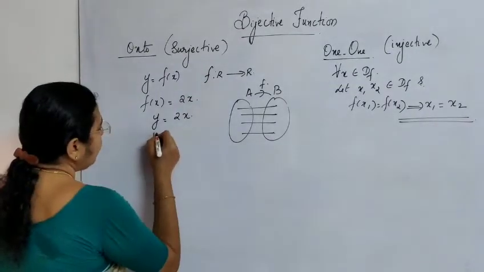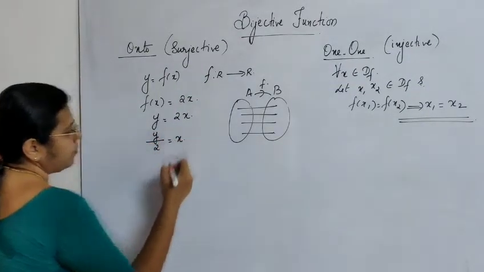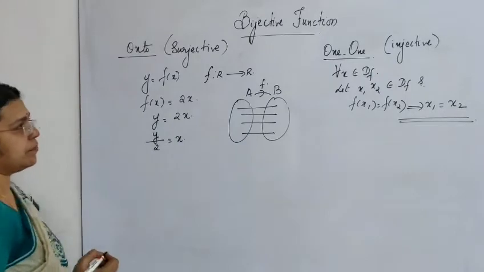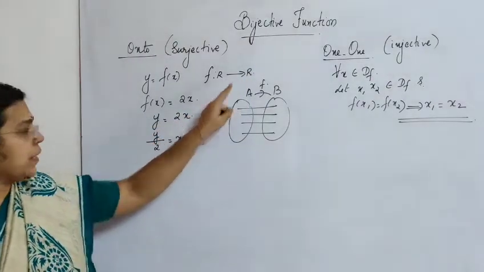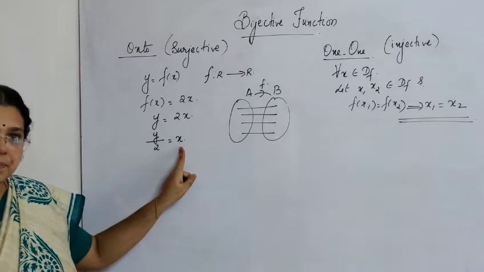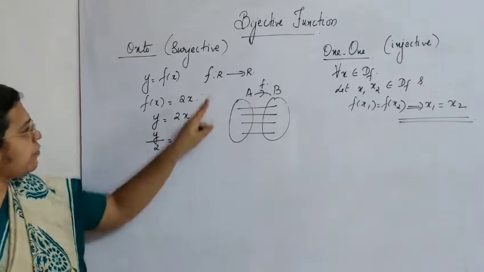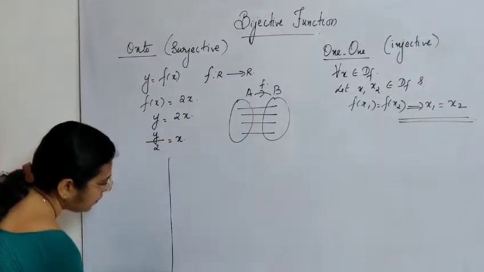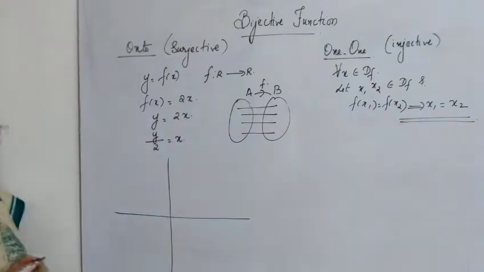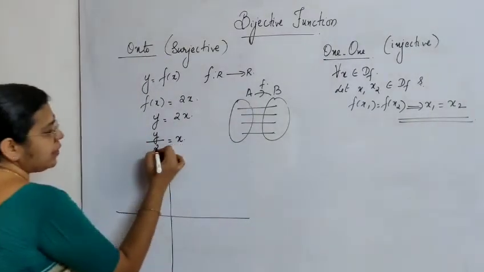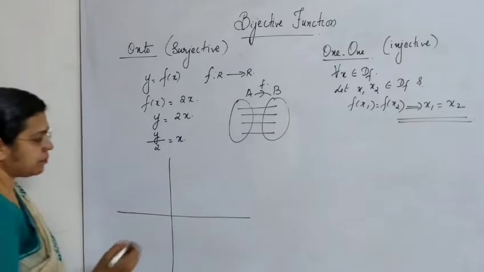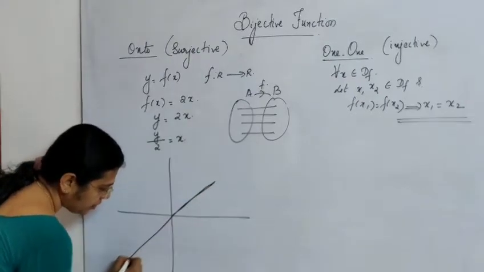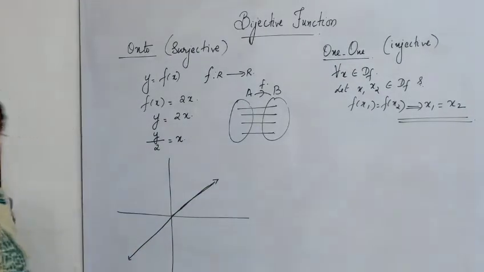So let me write y by 2 is equal to x. Now for any y value that you take from this R, can you find a corresponding x value? Yes, which is there in this R. Now, x is equal to y by 2. How does the graph come? x is equal to y by 2. This is how the graph goes.